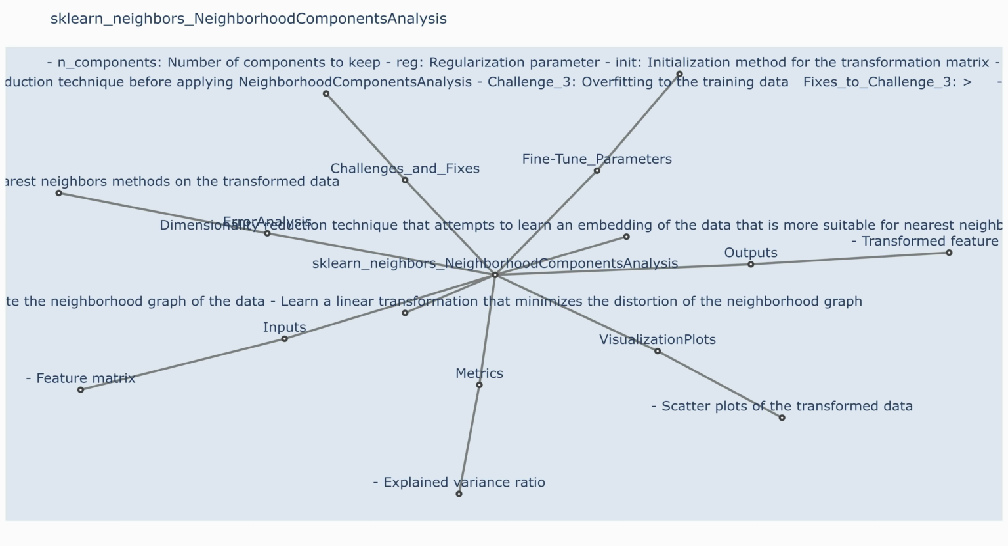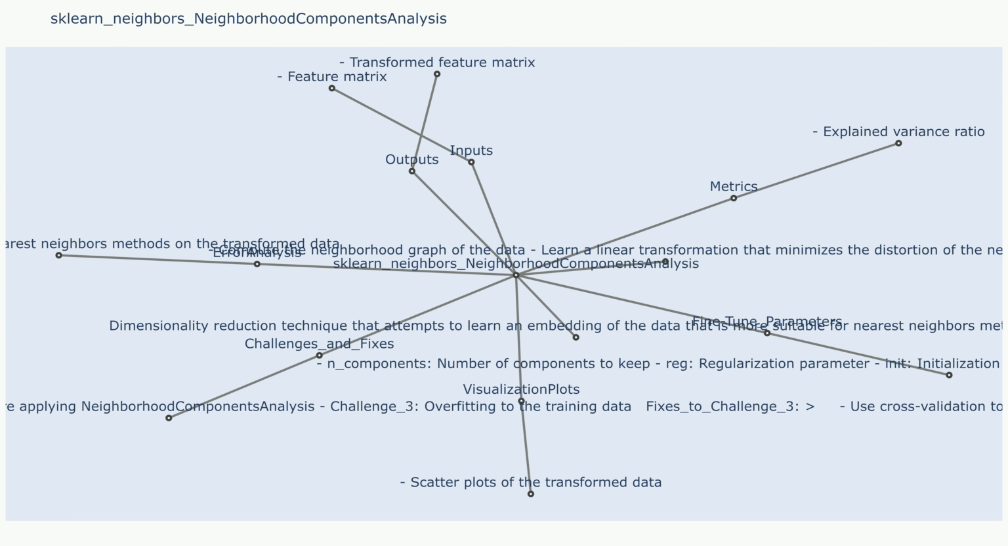sklearn.neighbors.NeighborhoodComponentsAnalysis. Description: a dimensionality reduction method that learns a projection to a lower dimensional space that preserves the neighborhood structure of the data. It uses a nearest neighbors search to find the neighborhood of each data point and projects the data to a lower dimensional space that minimizes the distortion of these neighborhoods.